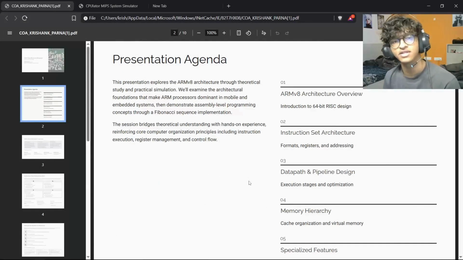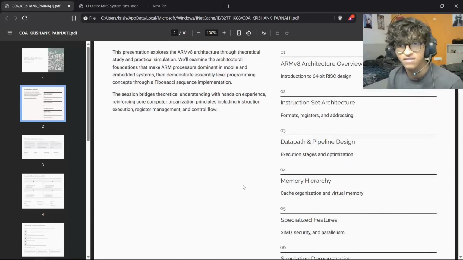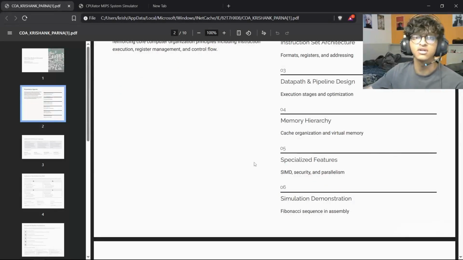The main agenda of this presentation is to explore the ARM V8 architecture through theoretical studies and practical simulation. We'll examine the architectural foundations that make ARM V8 processors dominant in mobile and embedded systems. The session bridges theoretical understanding with hands-on experience, reinforcing core computer organization principles including instruction execution, register management, and control flow. We also discuss some of the parts of this architecture. It discusses the ARM-based architecture, instruction set architecture, data path, pipeline design, memory hierarchy, specialized features, and simulation demonstration.